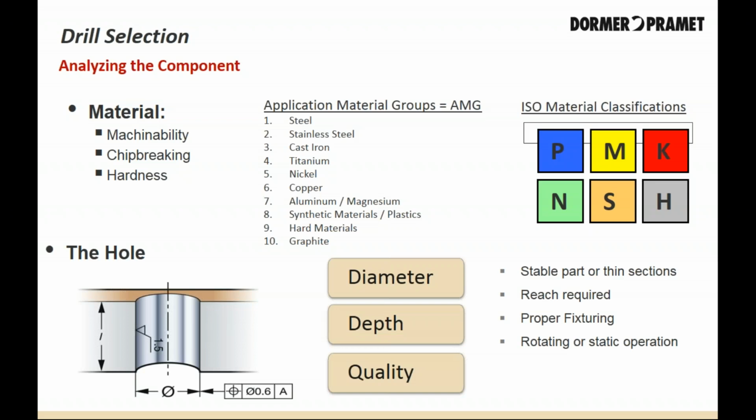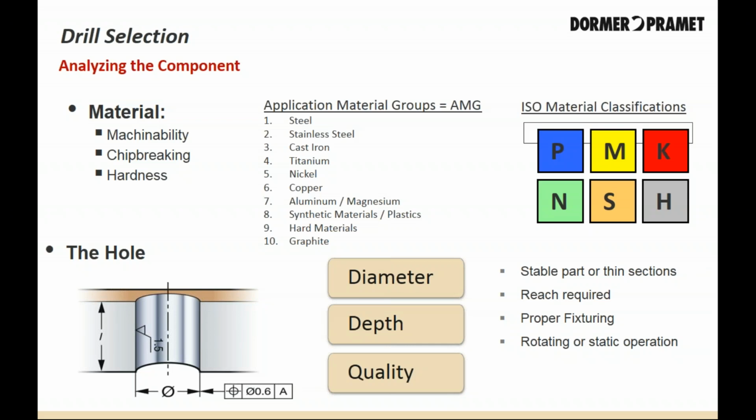You also have to analyze the specifications of the holes you are drilling. This includes the hole diameter, the hole depth, and the hole quality. And you should analyze the many variables that will affect these specifications. These variables include the stability of the part in terms of thickness, or for a cylindrical part, the wall thickness if there is an ID and OD to the part.